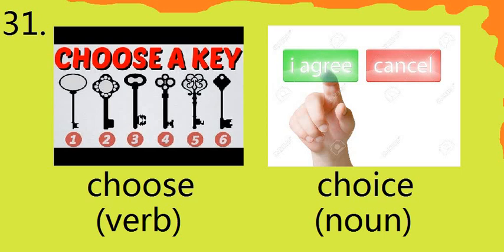Then we have choose and choice. Choose is a verb, choice is a noun. So you choose something, for example in this picture, choose a key, and choice is a noun, so this would be my choice. The pronunciation is a little bit different and the spelling is different.